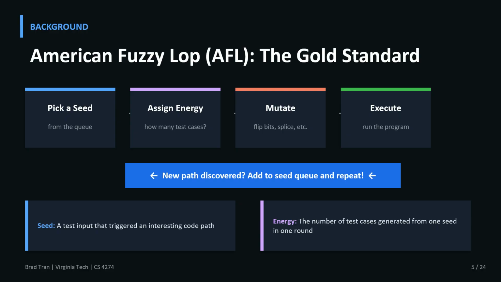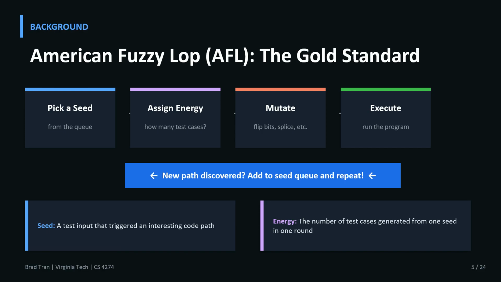The feedback loop is the key mechanism here. If any test case triggers a code path that AFL hasn't seen before, that test case gets added to the seed queue as a new seed, and then the cycle repeats. Over time, this builds a corpus of diverse seeds covering more and more of the program's execution space.